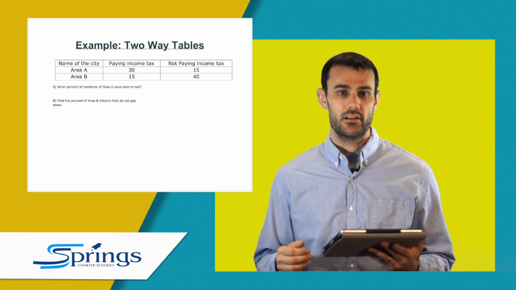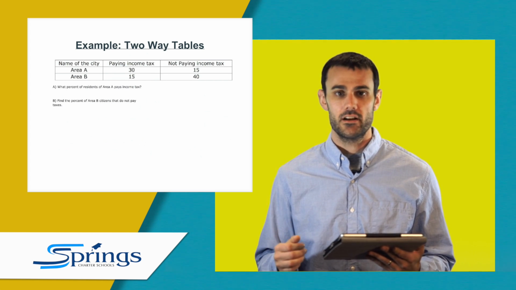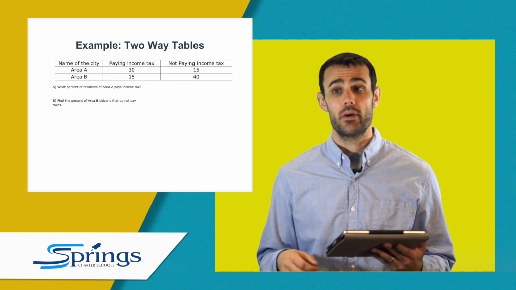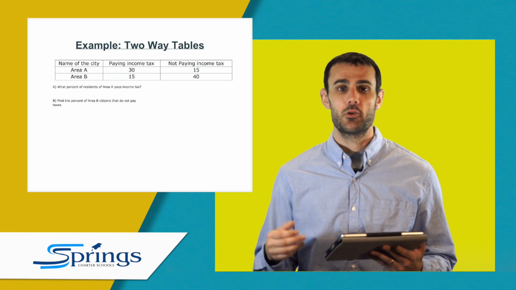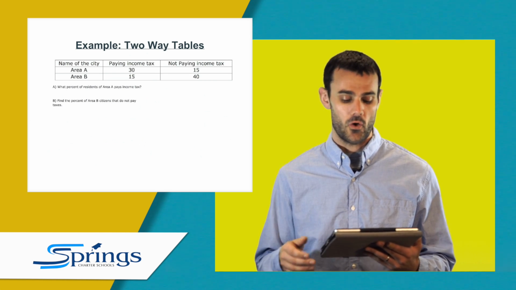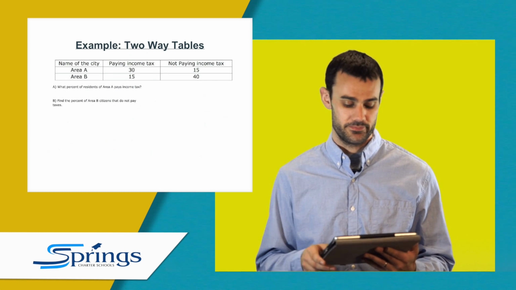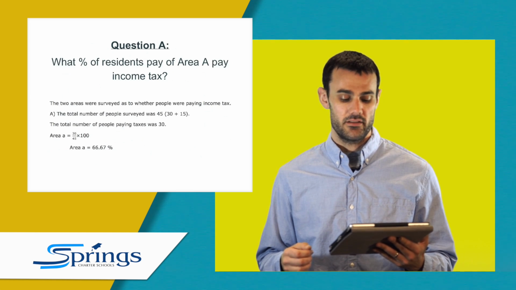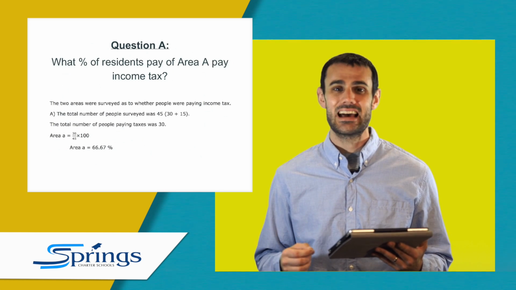Again, we're reflecting here on two different areas of a town or two different areas of a state. We're looking at people who pay income tax and people who don't pay income tax. And we're going to answer some questions based on the information they provide for us in this data table, or a two-way table as it shows. Question A: what percent of residents in Area A pay income tax?